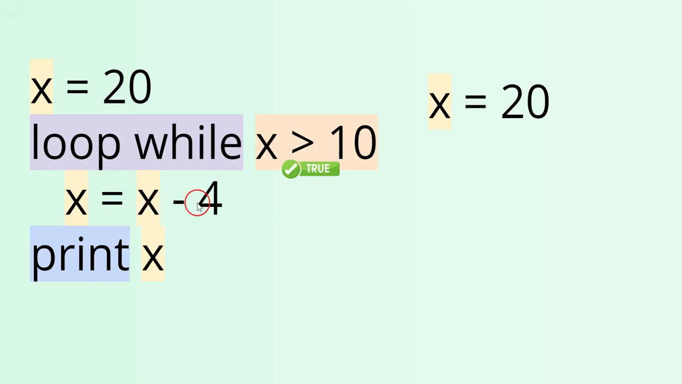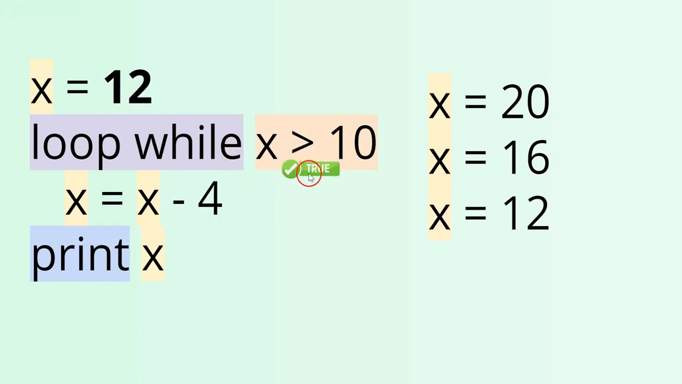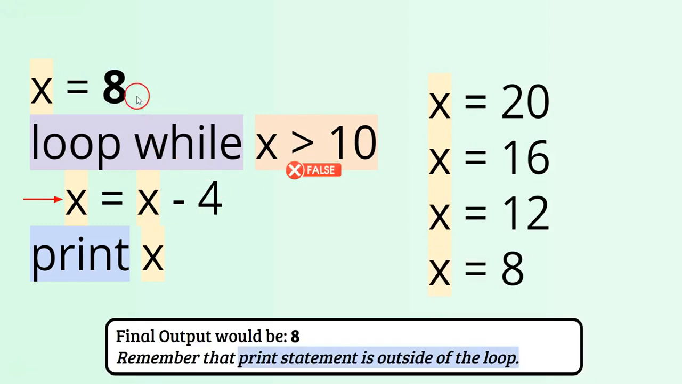20 minus 4 would be 16. So we're going to change this value to 16. Okay, is 16 greater than 10? Yep, that's true. So we're going to do 16 minus 4 would be 12. Is 12 greater than 10? Yep. So we're going to say 12 minus 4 equals 8.